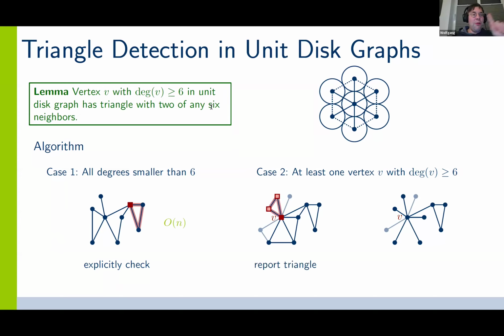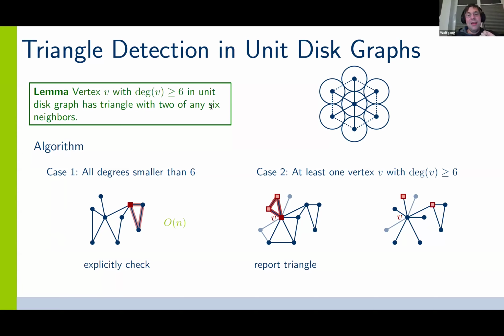And we know if our graph is actually a unit disk graph. So if this abstract graph we're given comes from a unit disk graph, then there has to be a triangle. We have to be able to find a triangle. The geometry forces this. So in the unit disk graph, we will find this triangle. But it may be that in our input graph, we do not find it. And if we do find this triangle, we're happy and we report it.